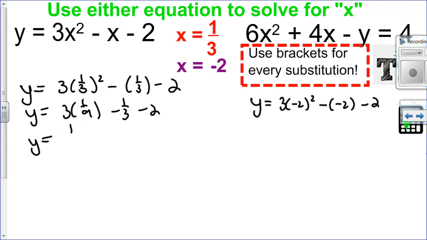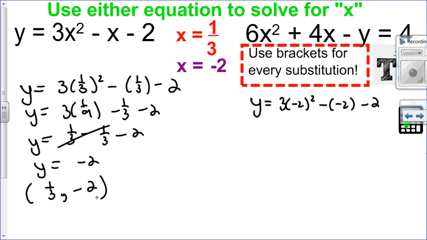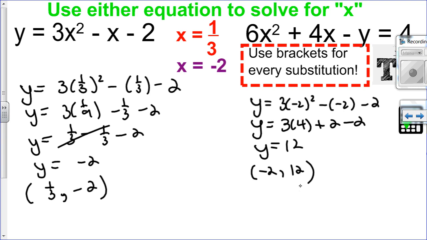So 3 times 1 over 9, a third, take away a third, minus 2. All those just cancel, and y equals negative 2. So 1/3 and negative 2. That's one possible solution. Or over here, like this. And then 2 take away 2 cancels, so I'm left with 12. So x and y. Those are my 2 points of intersection.